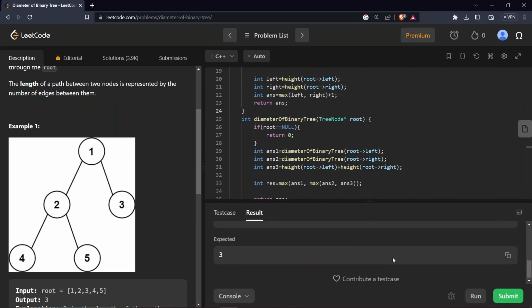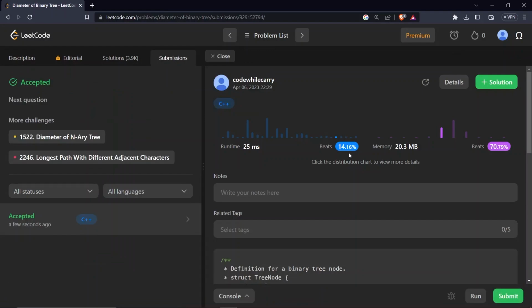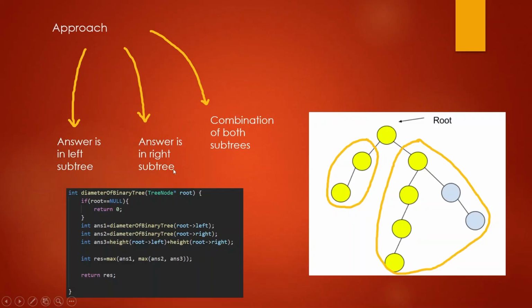Okay, so it says accepted. Now let's try to submit it. Okay, well, yeah, that's the correct answer.